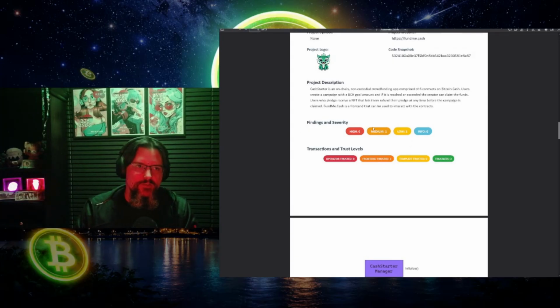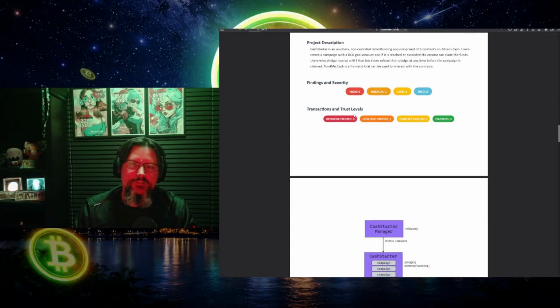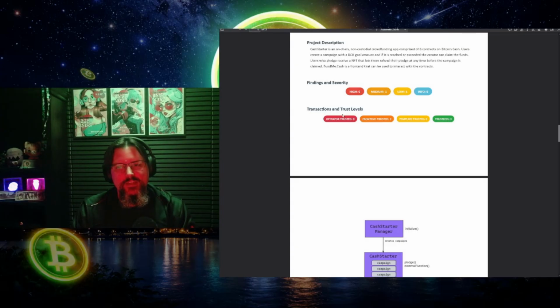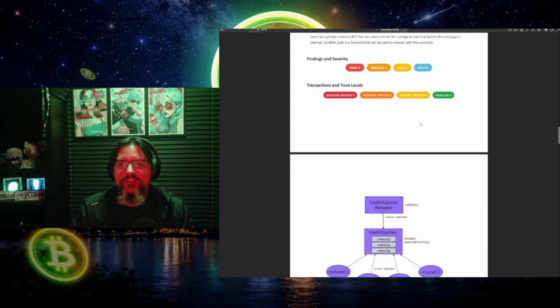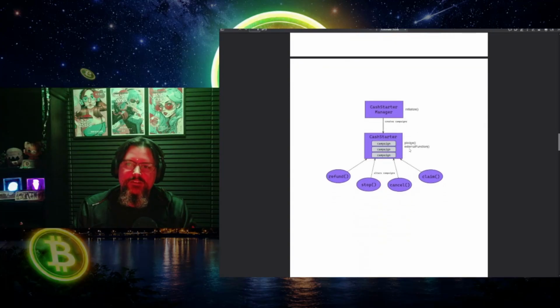you have your findings and severity. So if there are issues or potential issues, they'll show up here. I also have transactions and trust levels. This is a little different, and I'm looking at this more from the user's point of view, of what the user might want to know. So we'll get into that in a little bit.